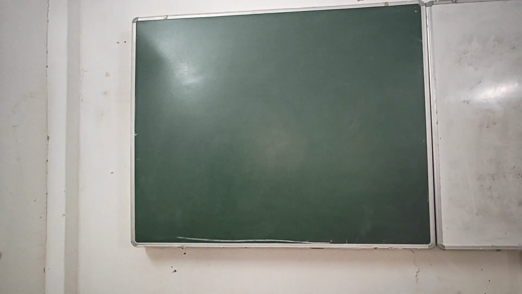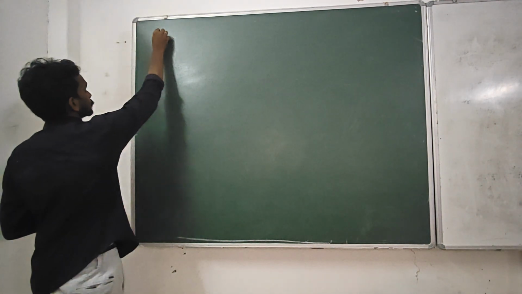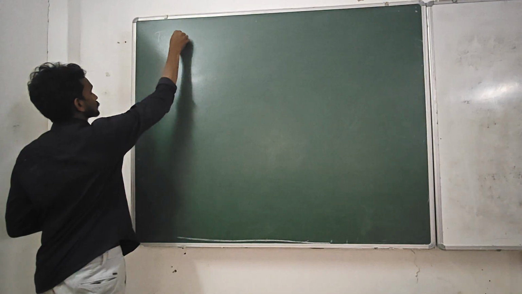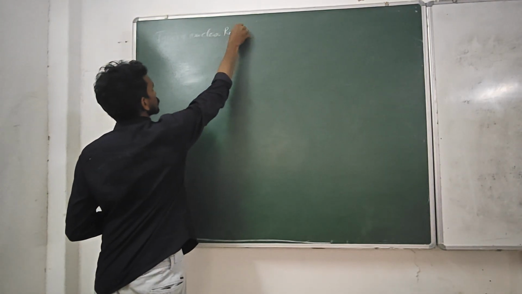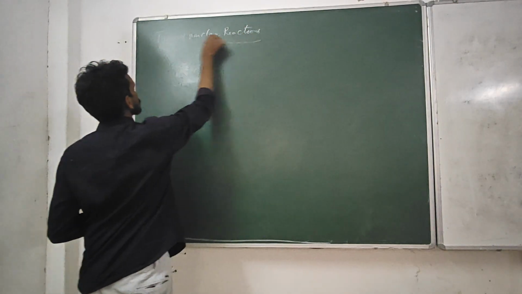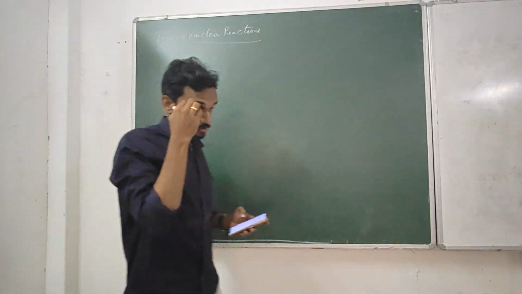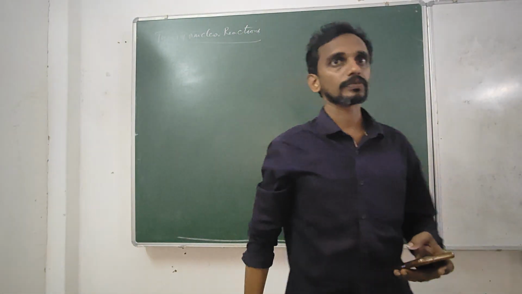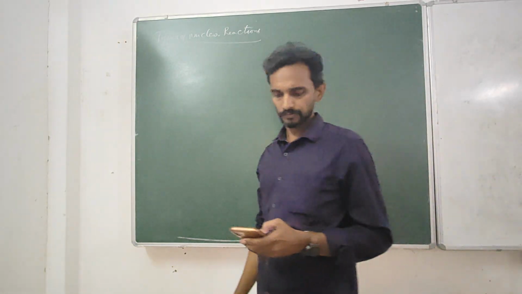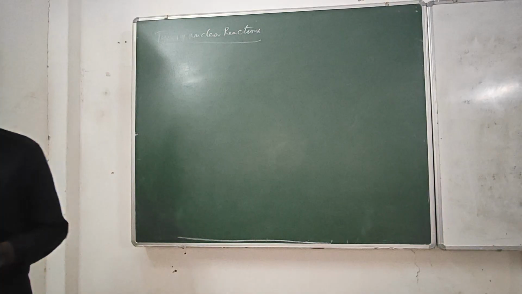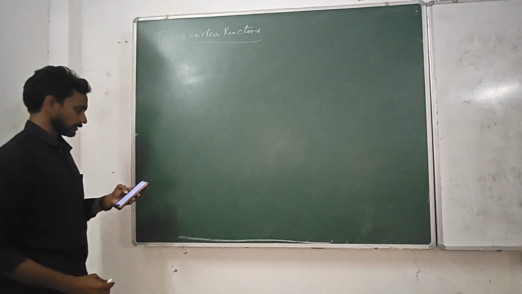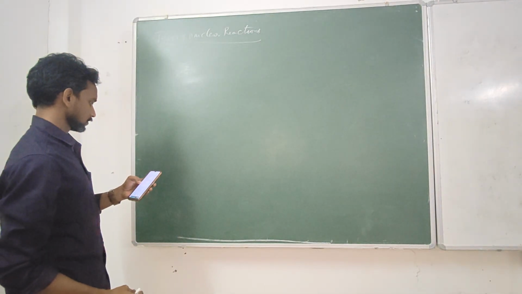Right. So our next topic is types of nuclear reactions. The book I am following for this is V.K. Mittal, Nuclear Physics. Okay. So in nuclear reactions, classification can be done in two ways.